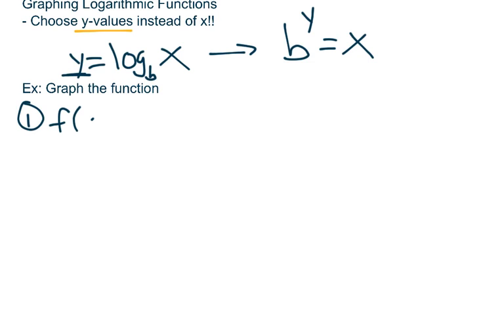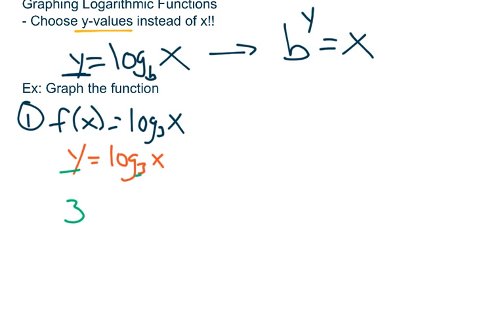Number 1, f of x is equal to the log base 3 of x. First thing we should do, forget the f of x, let's make it y. y equals the log base 3 of x. What we're going to do next is turn it into exponential form. Remember, there's your base, 3. This becomes your exponent. 3 to the y is equal to what you were taking the log of. So 3 to the y is equal to x.